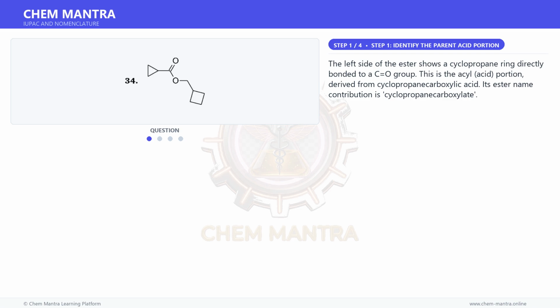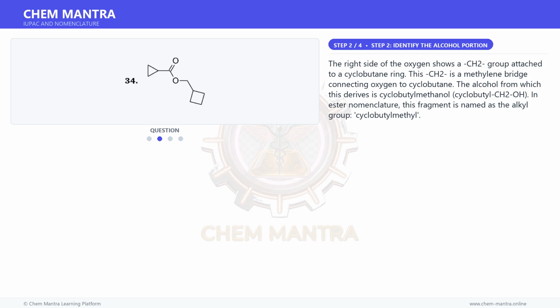The left side of the ester shows a cyclopropane ring directly bonded to a C=O group. This is the acyl, acid, portion derived from cyclopropanecarboxylic acid. Its ester name contribution is cyclopropanecarboxylate.